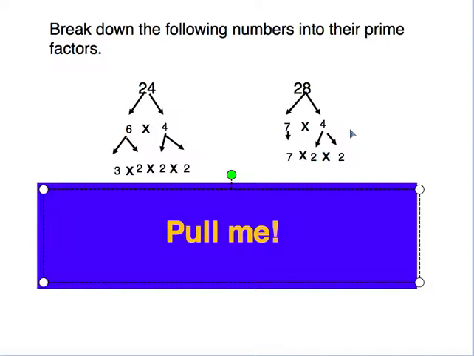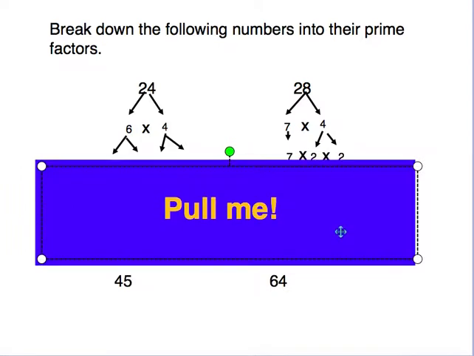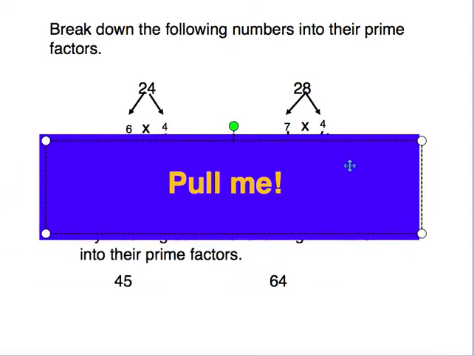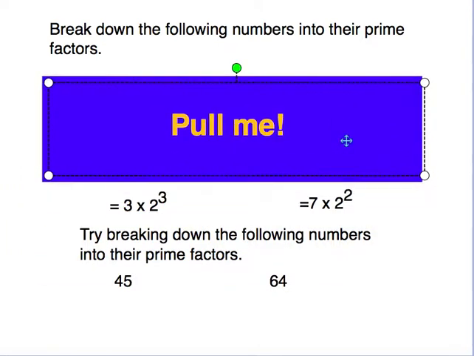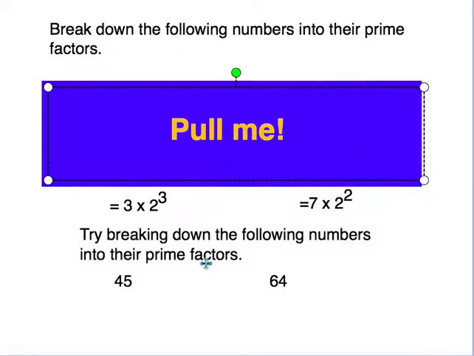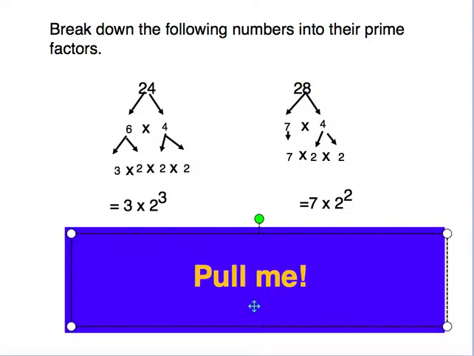Whereas over here, 28, I would break it up into 7 and 4, and 4 would be broken up into 2 and 2. Therefore, I would have 7 times 2 to the power of 2 if they ever asked for the exponential version. Oh, there it is, right here. So my answers are right here in exponential form.